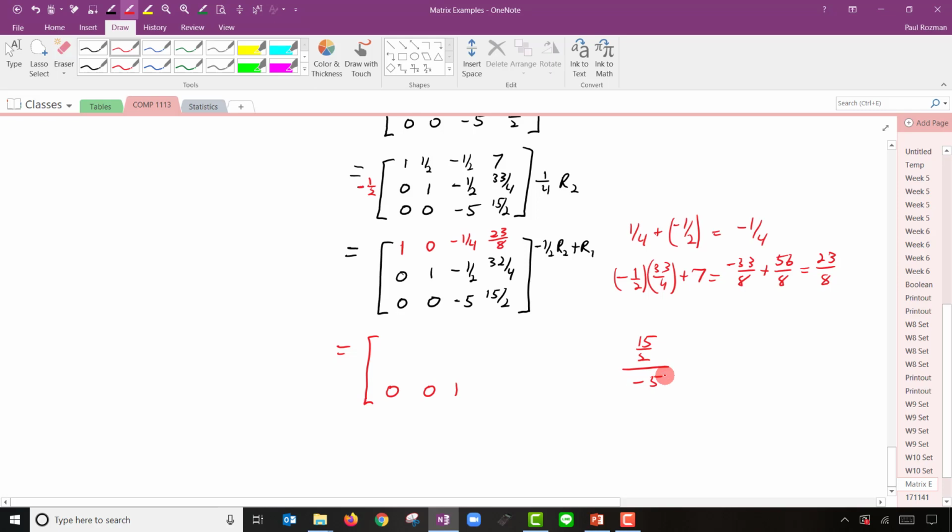Or maybe it's easier to imagine you're doing negative 1/5 times 15 over 2. And then you can do nice cancellation and get negative 3 over 2. And I'm going to leave the rest alone just for this step.